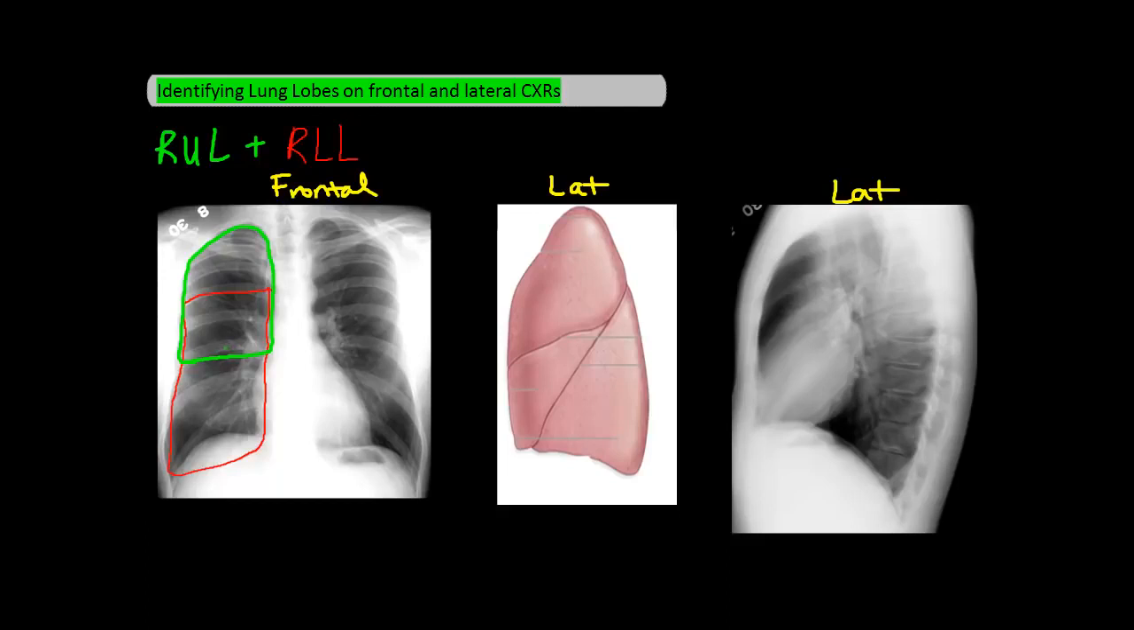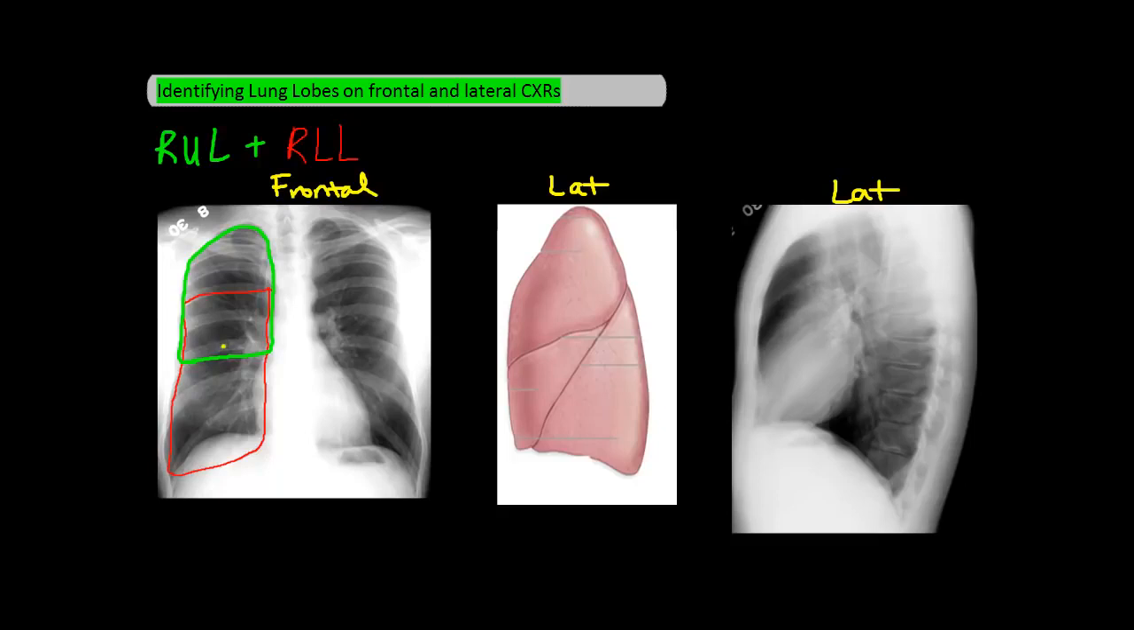You must have messed up somewhere. So I've drawn the right upper lobe in green and the right lower lobe in red together here. And you can clearly see that the two lung lobes do appear to overlap. However, this is actually correct and largely has to do with the technical details of x-rays.